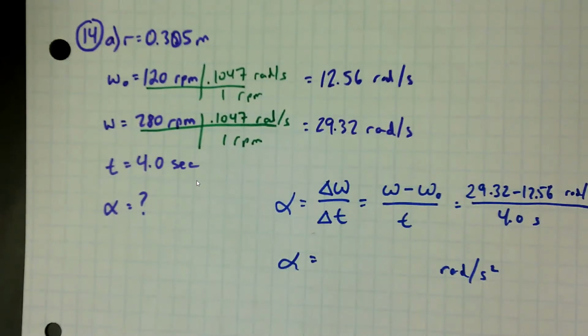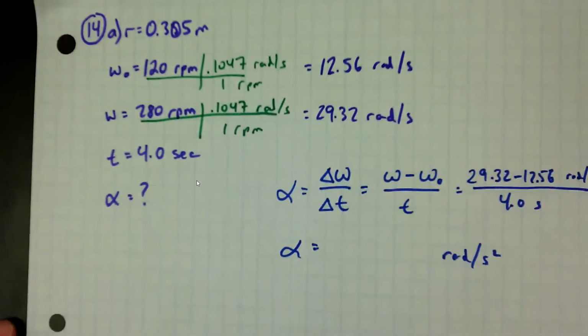B, we do have to be a little bit careful about. B says, find the radial and tangential components of linear acceleration. When it says linear acceleration, it means the same thing as when I said translational. So translational and linear mean the same thing.